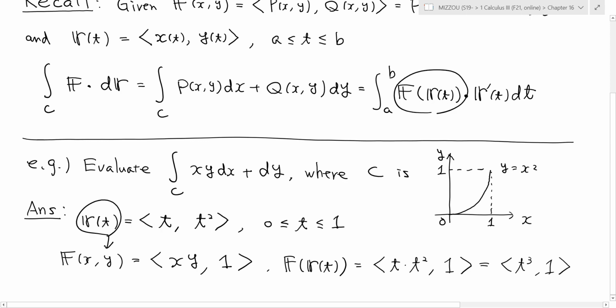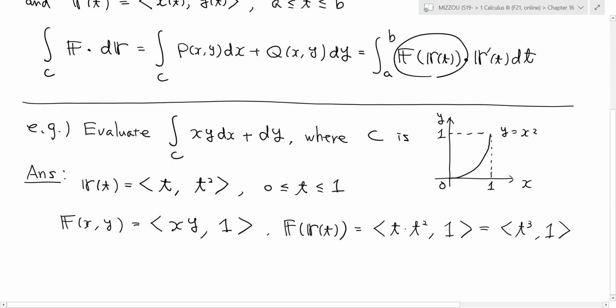All right, and then you compute the derivative of r, that's r prime.